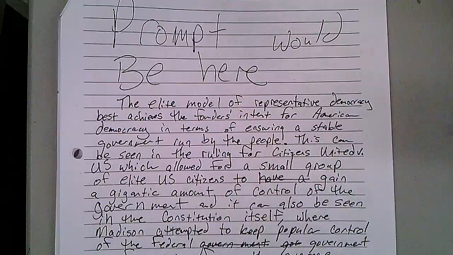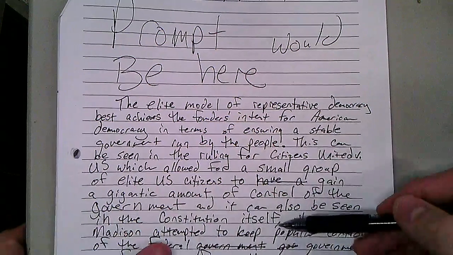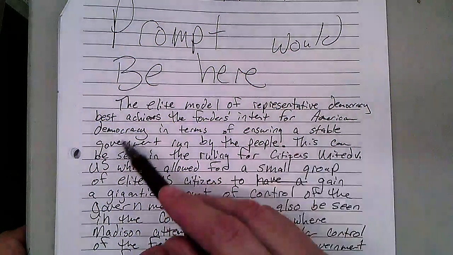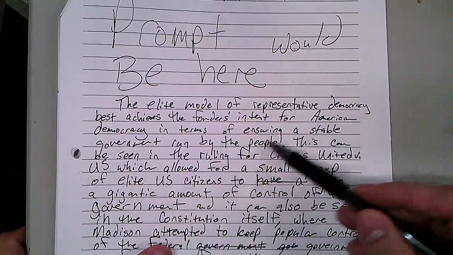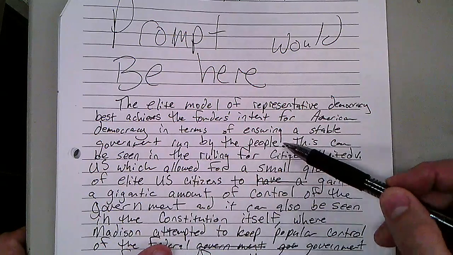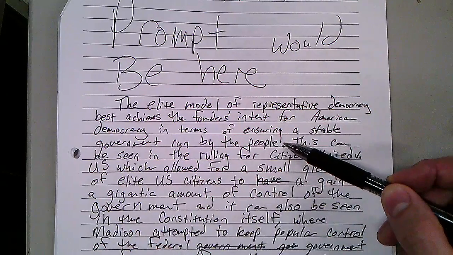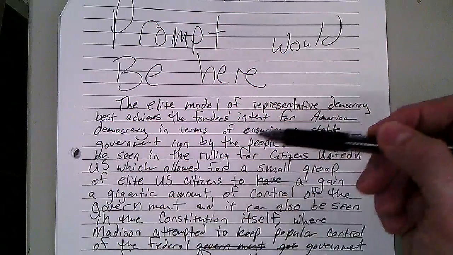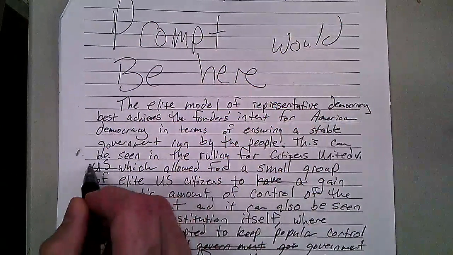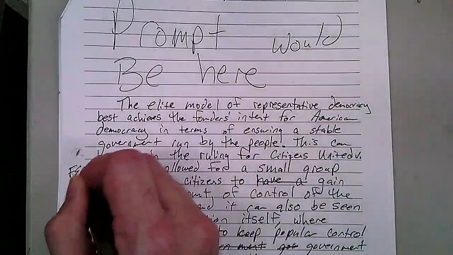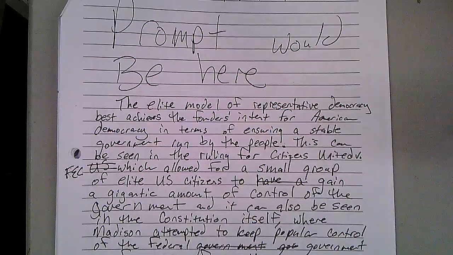So first, I'm going to do my introduction with my thesis statement, and I'm starting right with my thesis statement. The elite model of representative democracy best achieves the founders' intent for American democracy in terms of ensuring a stable government run by the people. Do you see I just copied and pasted that over? This can be seen in the ruling for Citizens United. See, I put U.S. there. It's FEC. This is why we revise, right?